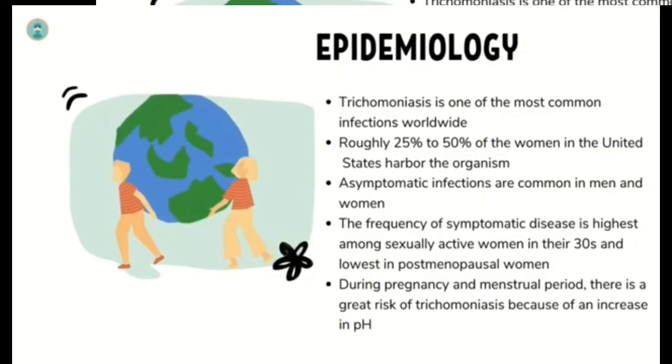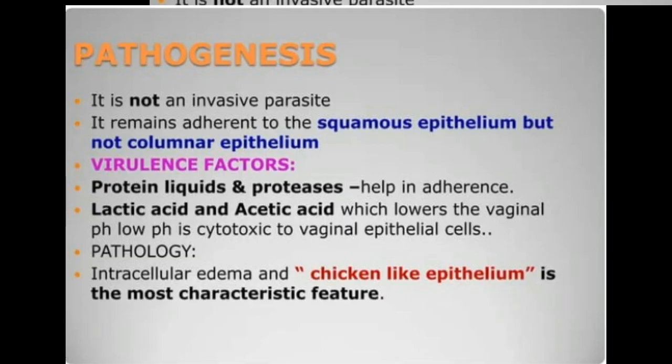Epidemiology: Trichomoniasis is one of the most common infections worldwide. Roughly 25% to 50% of the women in the United States harbor the organism. Asymptomatic infections are common in men and women. The frequency of symptomatic disease is highest among sexually active women in their 30s and lowest in post-menopausal women. During pregnancy and the menstrual period, there is a greater risk of trichomoniasis because of an increase in pH.